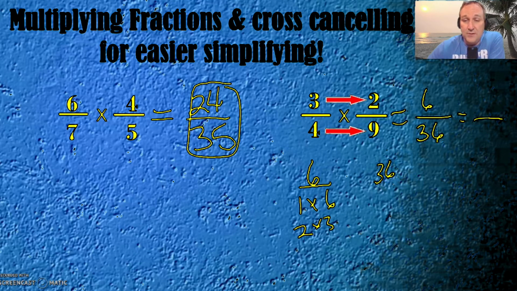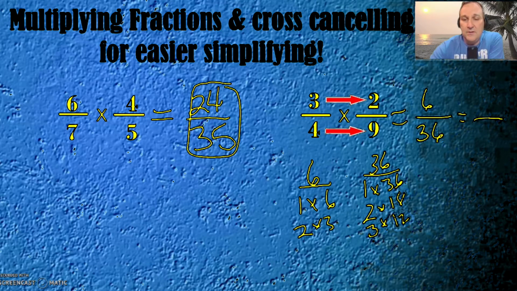36 has quite a few. In fact, maybe I better scoot that up a little bit. What do I get out of 36? 1 times 36, 2 times 18, 3 times 12, 4 times 9, and 6 times 6. Look at them all. What's the biggest one they have in common? They both have a 6 in common.